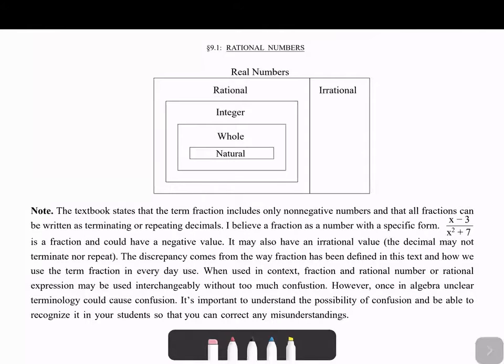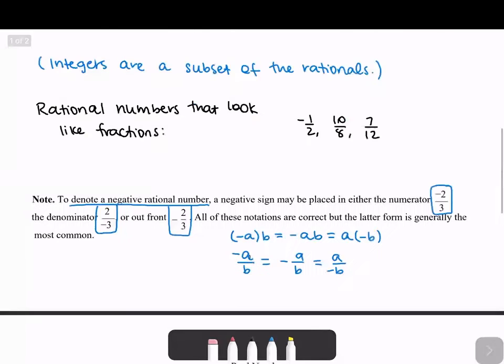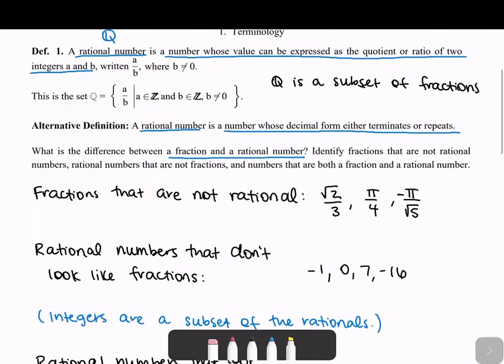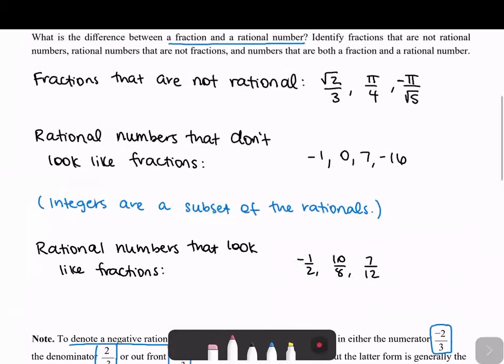Hey everyone, this is the second video for section 9.1 on rational numbers. Remember that last time we started talking about some concepts from chapter 2 again. We started talking about subsets. We saw that the rational numbers were a subset of the fractions, and we saw that the integers were a subset of the rationals.